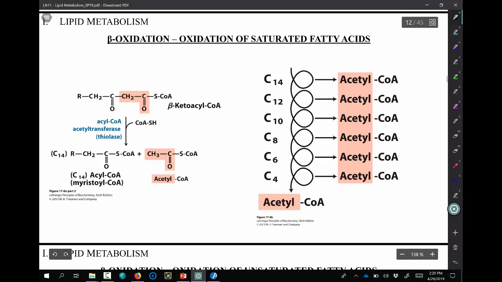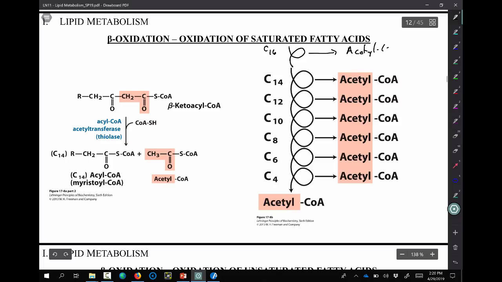Actually, let me do this, like this. There we go. Boy, I had a hard time drawing that loop. I was confused, like, okay, all right, there we go. So we'll do this. They didn't include this on this, but we'll go C16 here, and that's an acetyl-CoA.